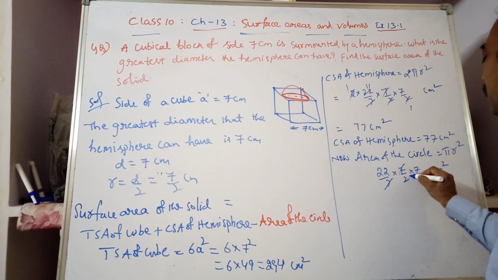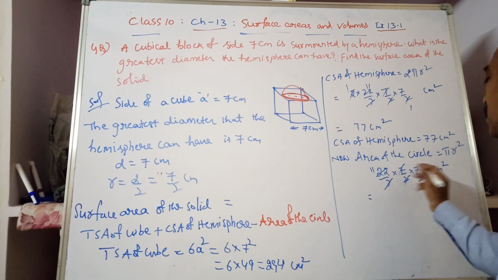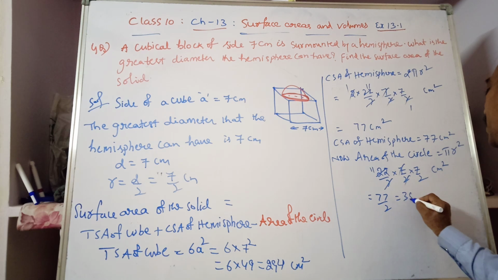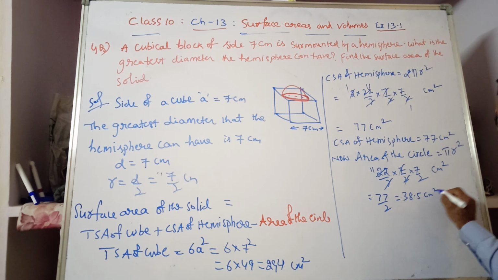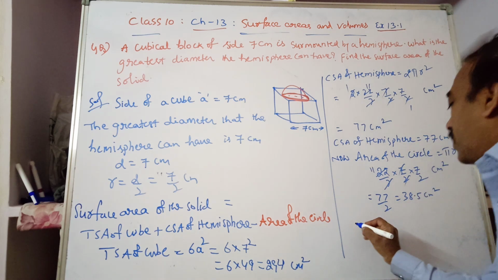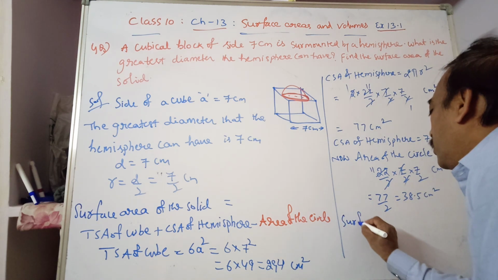7 ones 7, 2 ones 2, 11. 11 into 7, which is equal to 77 by 2, which is equal to 38.5 centimeter square. Now the surface area of the solid.